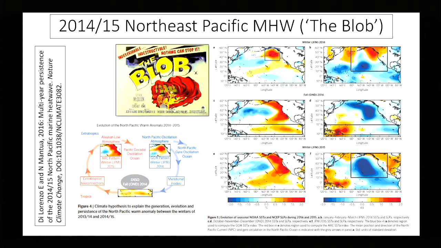And then this one here is a little bit of a complicated paper, but here we've got the Blob in the northeast Pacific. This particular event ran from really, I guess, 2013, 2014 through to, it actually carried into the early part of 2016. And I just want to flag this paper. You're welcome to read it, by Di Lorenzo and Mantua.